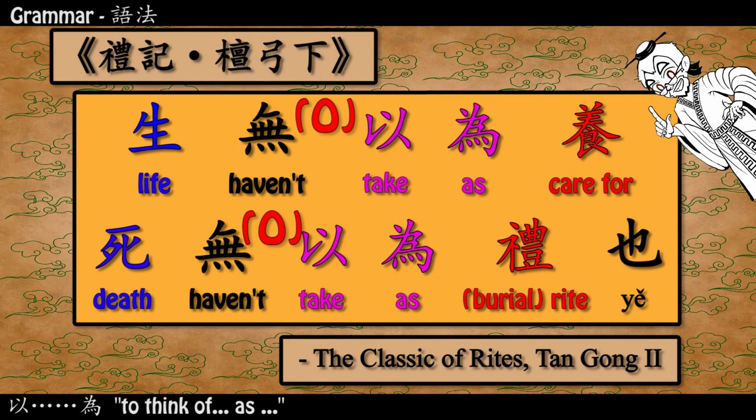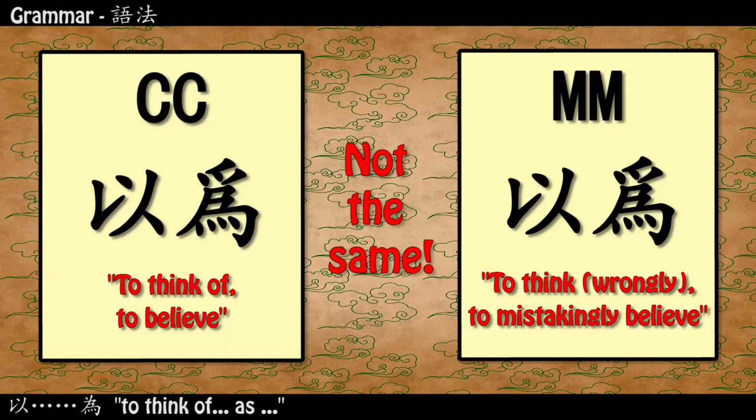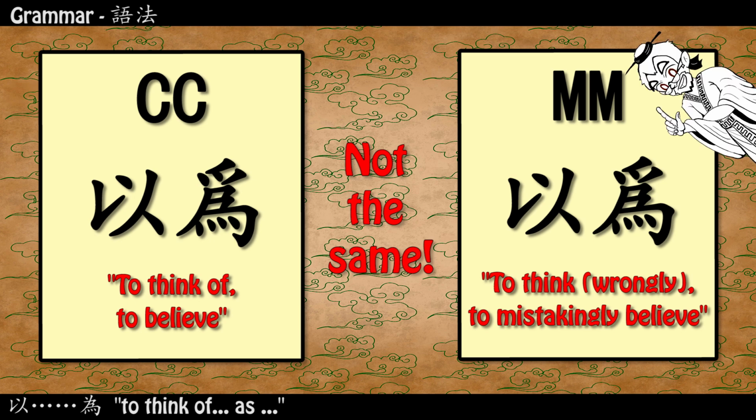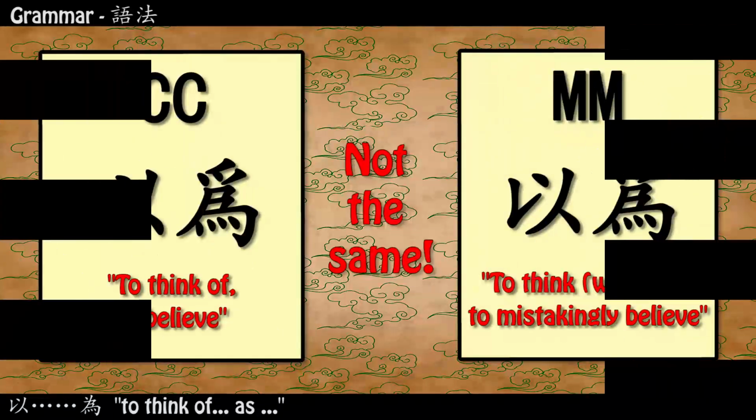From this larger context, the unseen object that ought to show up between Wu and Yi can thus be read as means, funds, resources, and the like. Nerd note! Quick note here before we press on. Some of you who learn modern Mandarin may know that Yi Wei means to mistakenly believe. However, in classical Chinese, Yi Wei means only to think of something as something else, not in a wrongful or mistaken way. Alright, on to the next one.